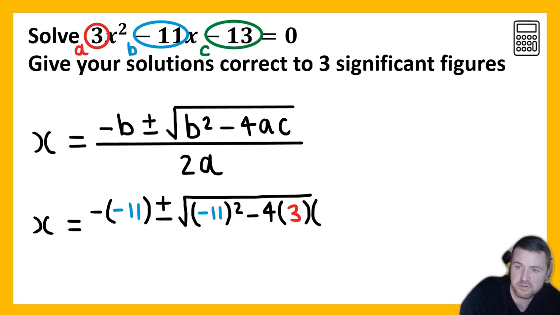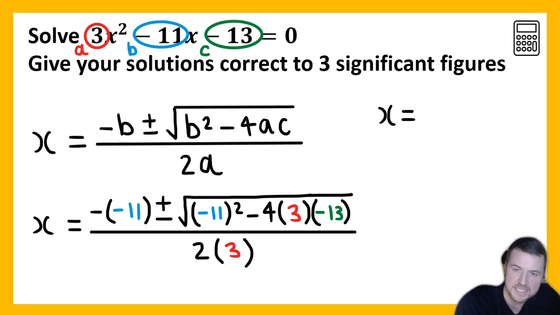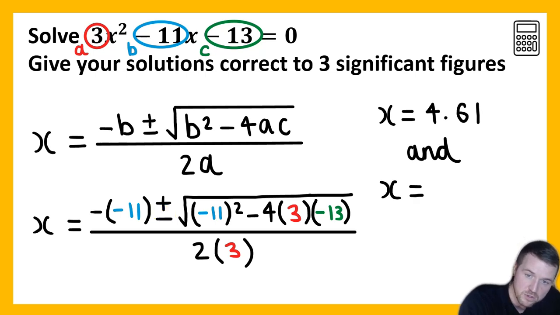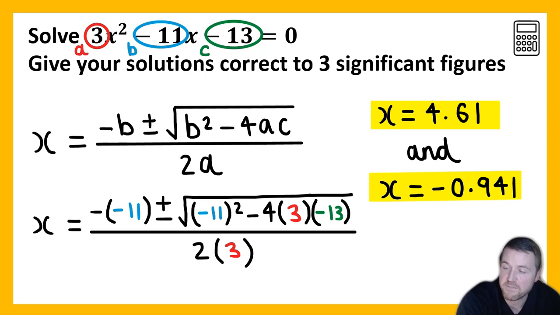which is 3, bracket c, which is negative 13, all over 2 lots of a, 2 lots of 3. Typing this into our calculator exactly how you see it, using all of the brackets with a plus to start off with, will give us 4.61 to 3 significant figures for one of my solutions, and using the arrows to toggle backwards on my calculator before deleting the plus and replacing with a subtraction will give me my other solution of negative 0.941 to 3 significant figures.